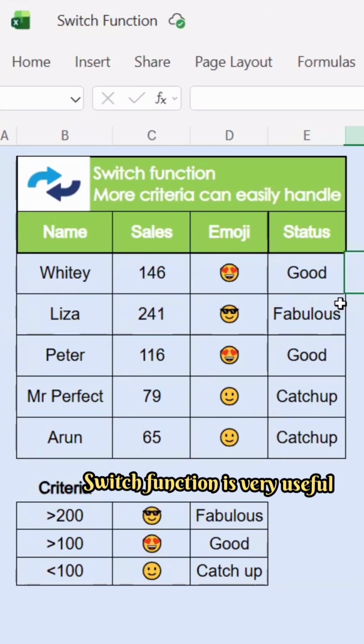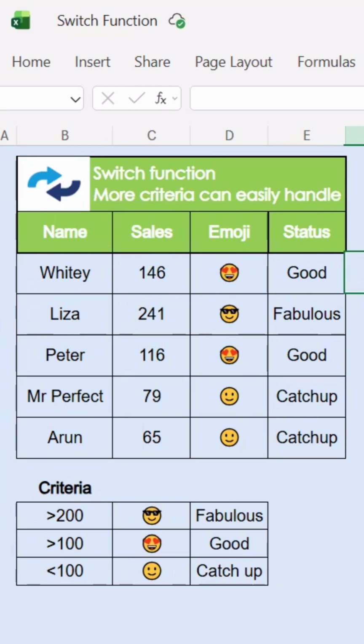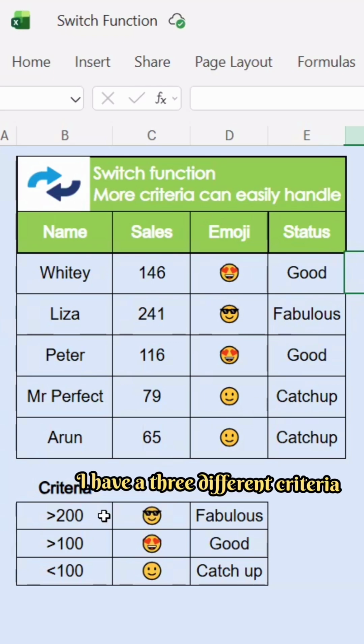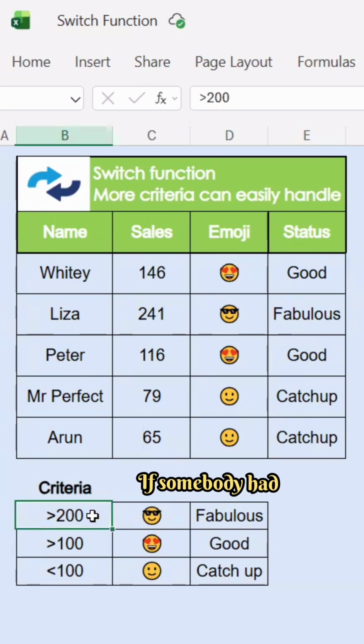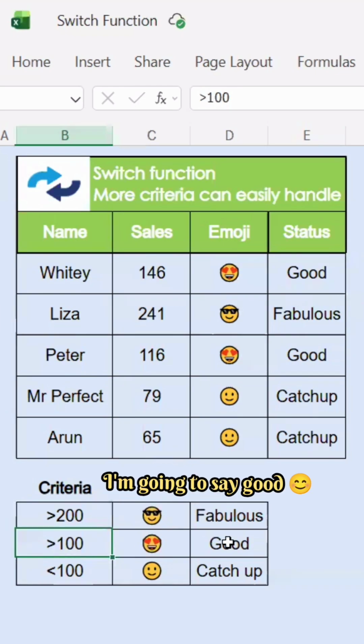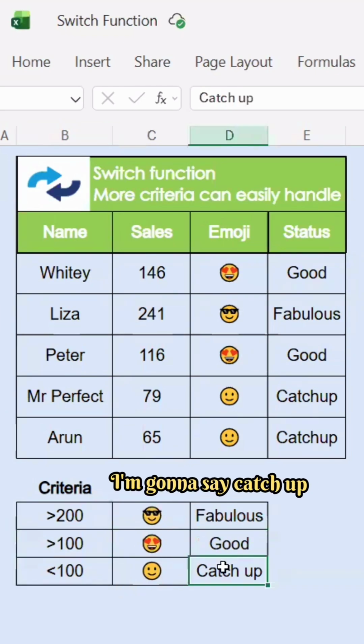Thanks. The SWITCH function is very useful and efficient compared to IF or IFS, which are used for multiple criteria. So SWITCH is a better one. Let's see how we can make use of it. I have three different criteria. If somebody had a volume of sales greater than 200, I'm going to say fabulous. Greater than 100, I'm going to say good. And less than 100, I'm going to say catch up. You can substitute for many other scenarios also. For example, for a school subject, greater than 80, I'm going to say fabulous, and then A plus and all that. You can customize this criteria based on your requirement.